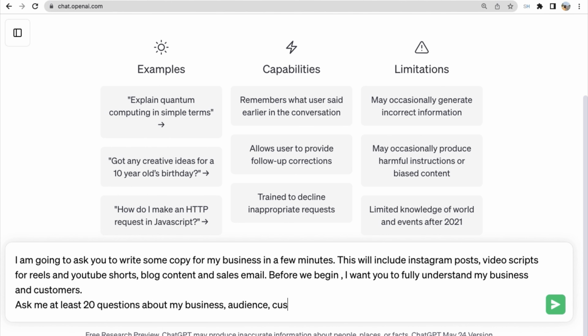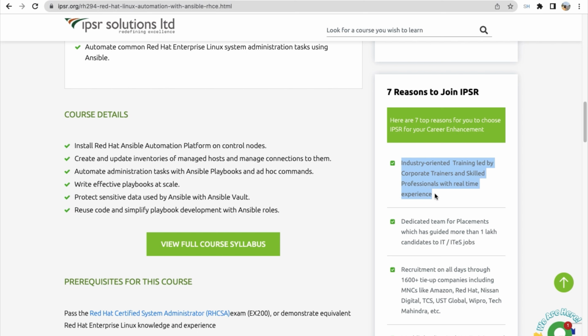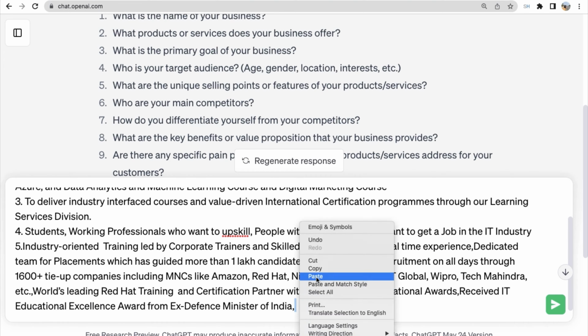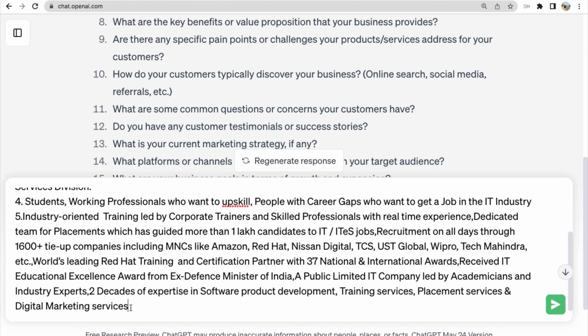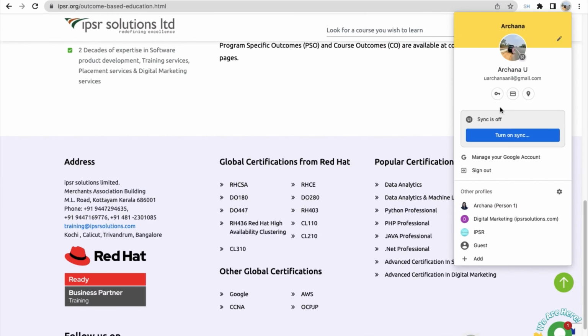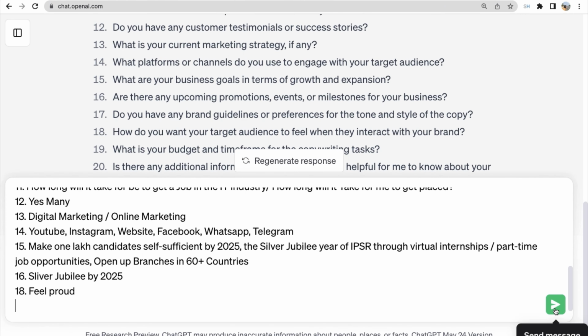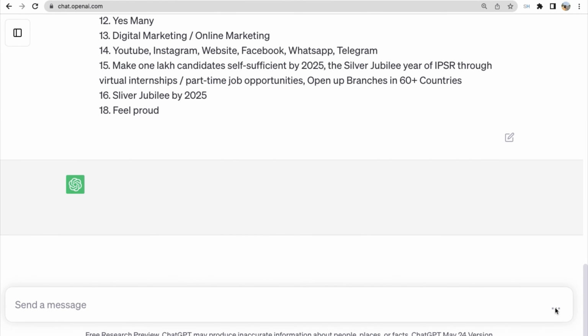So these are our unique selling points: industry oriented training led by corporate trainers and skilled professionals with real time experience. So I'm just copying and pasting all the 7 unique selling points over here. In a similar way, answer the rest of the questions which you know by referring to the website. Now, after answering the questions, click on enter, and then ChatGPT is understanding our business.